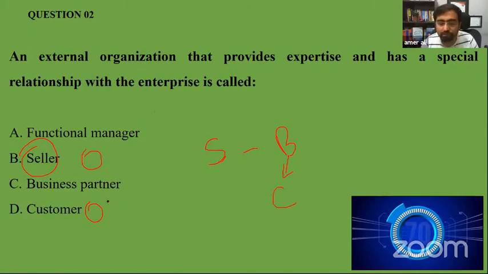Okay. So now when we talk, we are saying that an external organization that provides expertise and has a special relationship with the enterprise, they are working with them. They are providing this expertise and we have a special relationship with them. It's not customer. The customer never provides that. It's not functional manager. So this is the elimination technique. Two options are eliminated, straightforward.